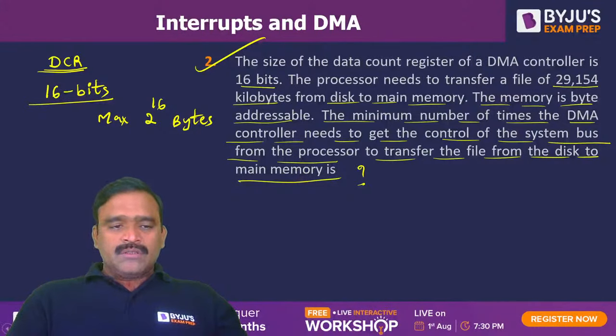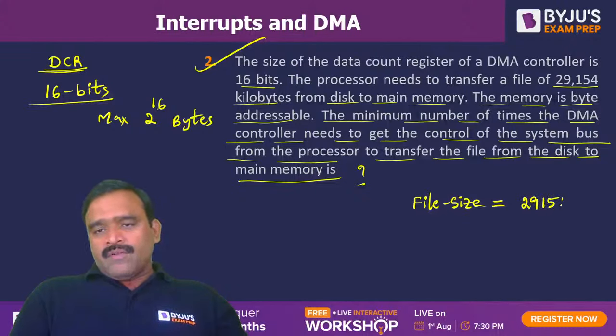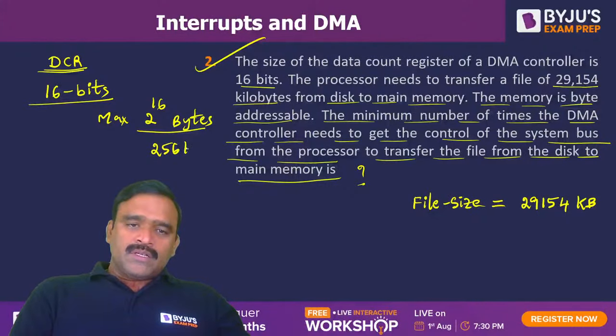Now coming to this. 29,000, what is the file size? The file size is equal to 29,154 kilobytes. And if you request for one time, 2 power 16 bytes, in the form of kilobytes, is 256 kilobytes.